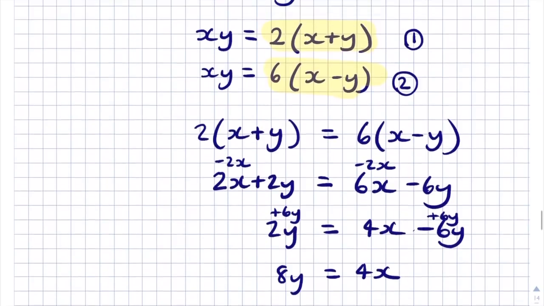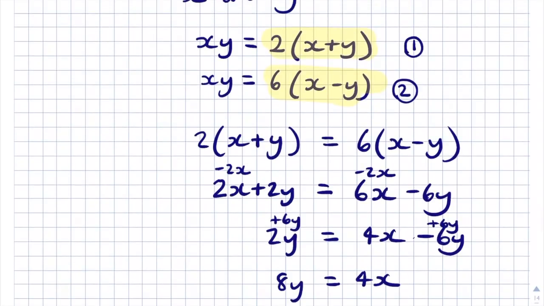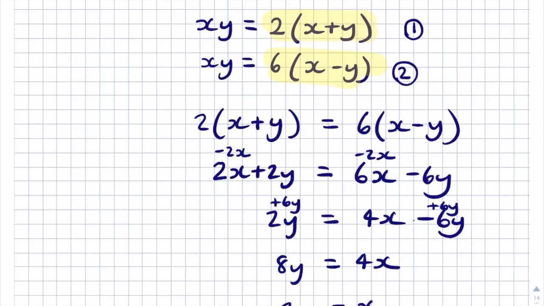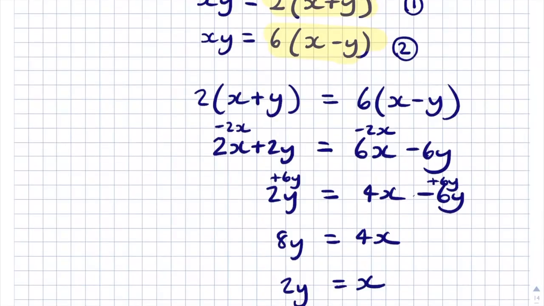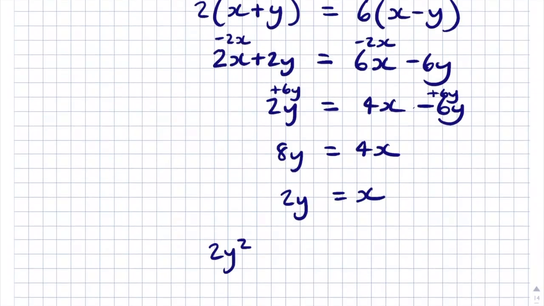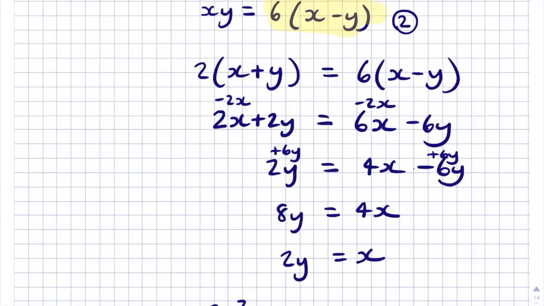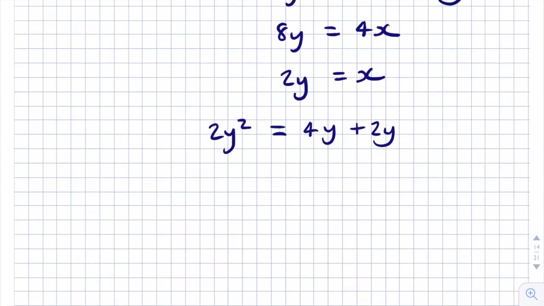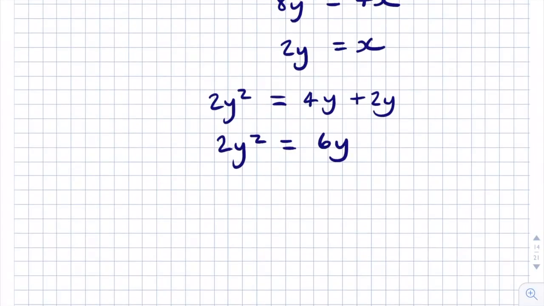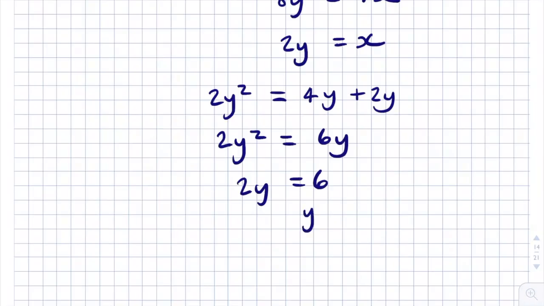Now what that means is I can go back to either of these equations. So I can now replace x with 2y. So if we have a look at the first equation, I'm going to have 2y multiplied by y, which is 2y squared. Okay, so we've got 2y squared is equal to 2x plus 2y. So we can replace x with 2y. So that's going to be 4y and then plus 2y. Now, if we simplify this, we're going to get 2y squared is equal to 6y. Divide both sides by y, we get 2y is equal to 6. And then we can solve and get y is equal to 3.